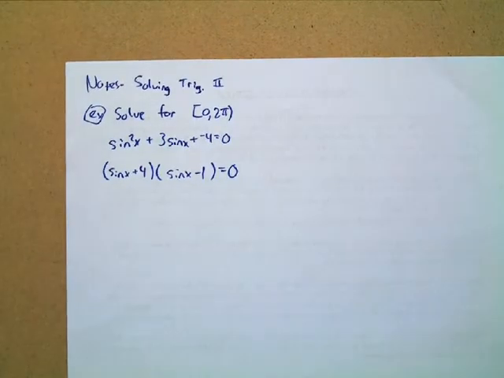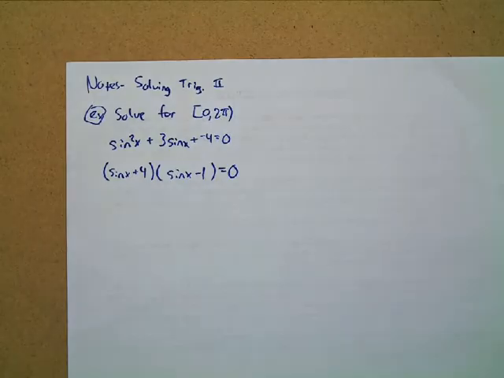Okay? And if you need to, you can check to see if this will FOIL back together to give us sine squared x plus 3 sine x plus -4 or minus 4? Yes, right? Sine squared first, outer is -1, inner is plus 4, so it's plus 3, and then last is -4. Okay? So, now that we have this factored, what can we do from here?